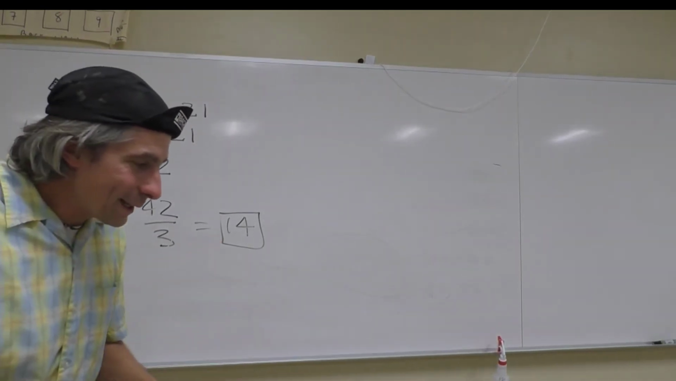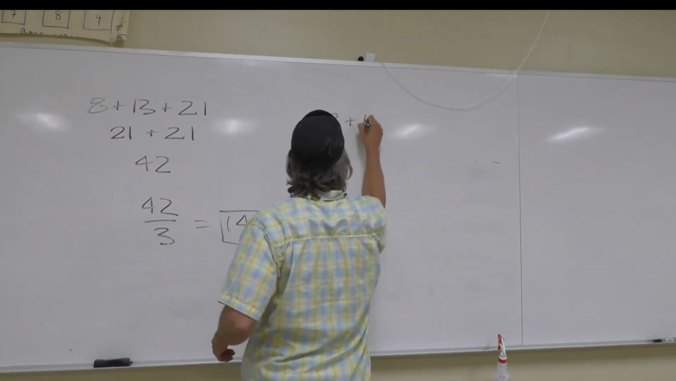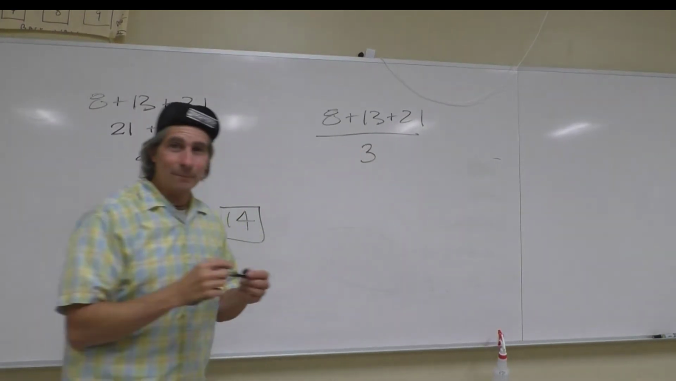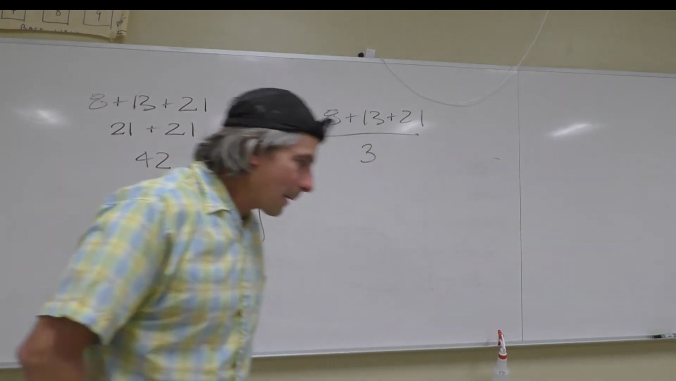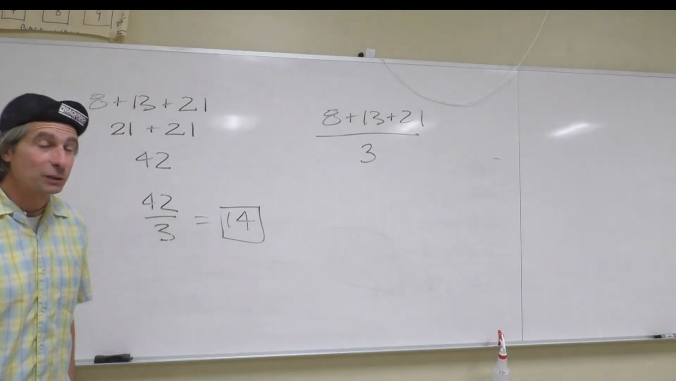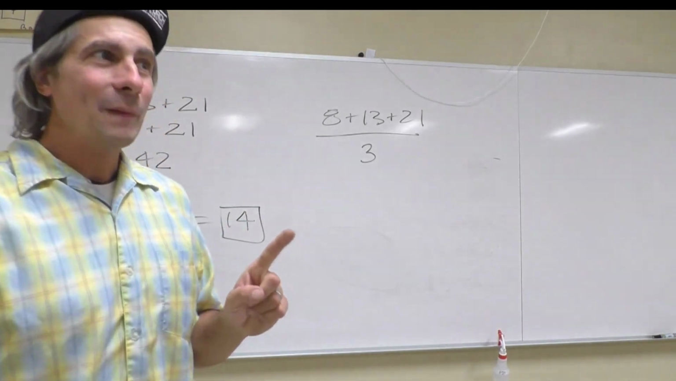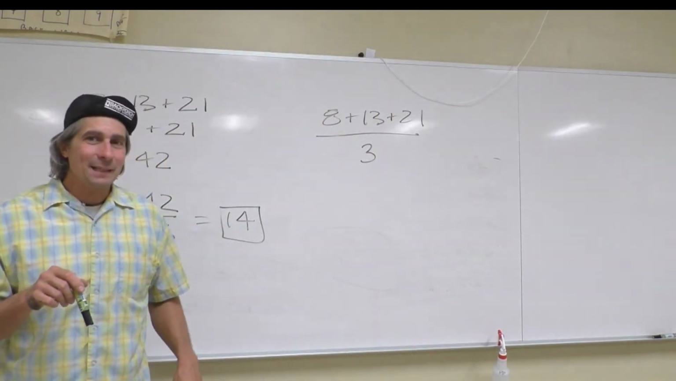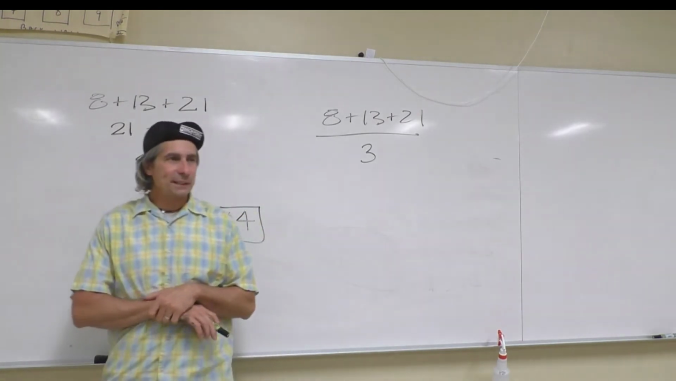In the next one, I actually give you a mathematical expression. 8 plus 13 plus 21 all over 3. Now, what's interesting about this is there's something you have to do first with this one. However, you might miss it. I'm going to take a slight detour for a second.